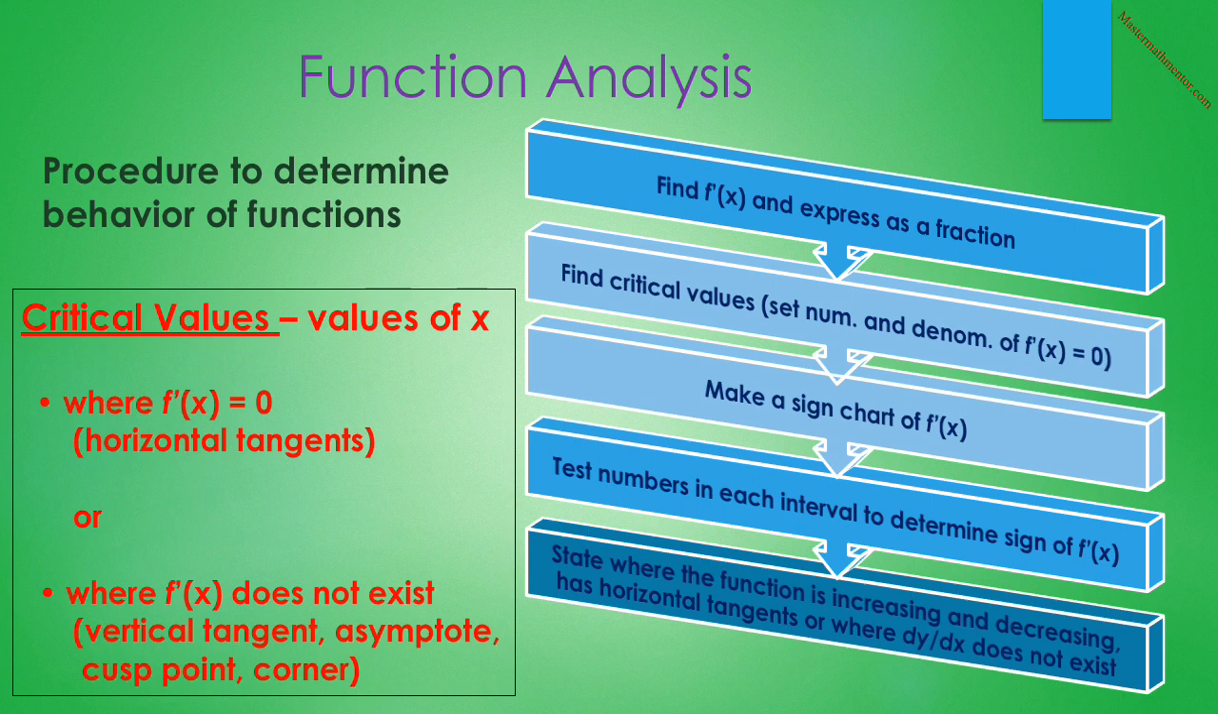We take all of our critical values and create a sign chart of f prime of x. We test numbers in each interval to determine the sign of f prime of x. And utilizing the rules that were just stated, we can determine whether the function is increasing, decreasing, the locations of horizontal tangents, or where dy dx does not exist.